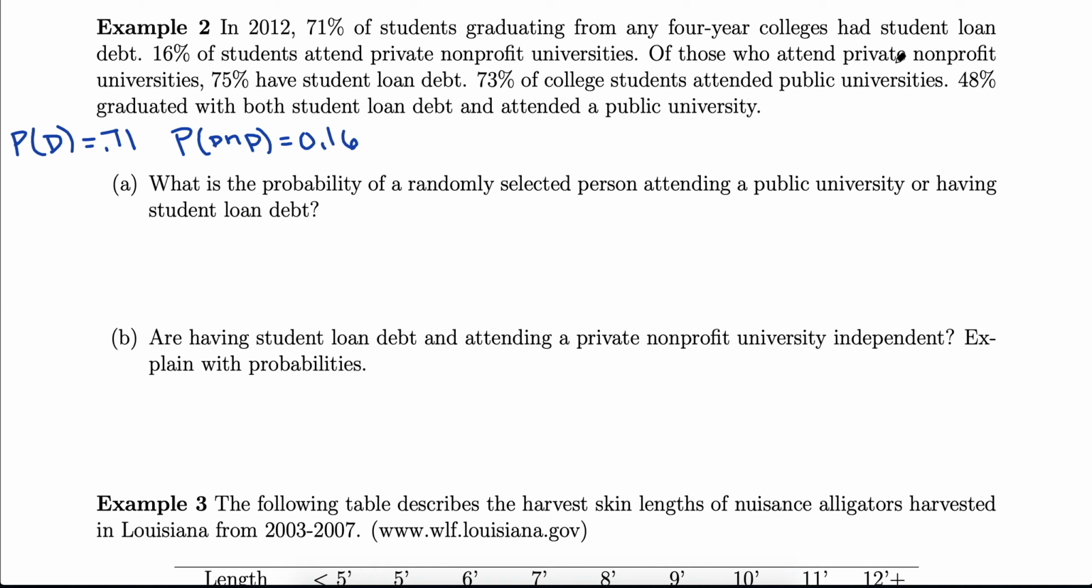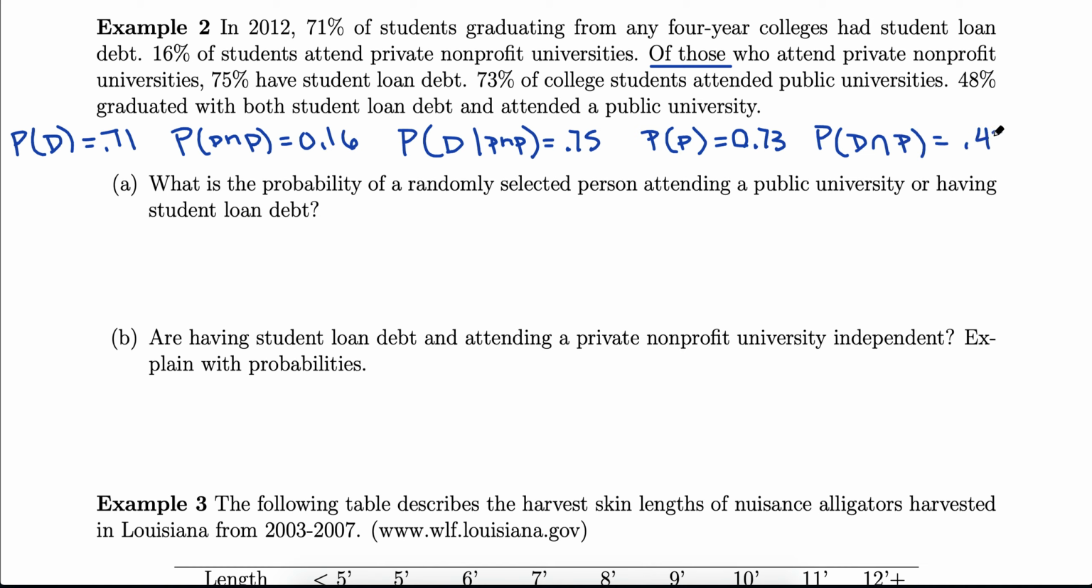Of those who attend private nonprofit, so I'm not looking at everybody, I'm looking at a smaller group, a given group. So given the private nonprofit group, 75% have debt, so probability of debt in that group is 0.75. 73% attend public universities. There's a lot of information on here, drawing from other problems. We're going to have to think carefully about which pieces we need because of this information overload. 48% have both debt and attended a public university. So probability of debt and public was our 0.48.